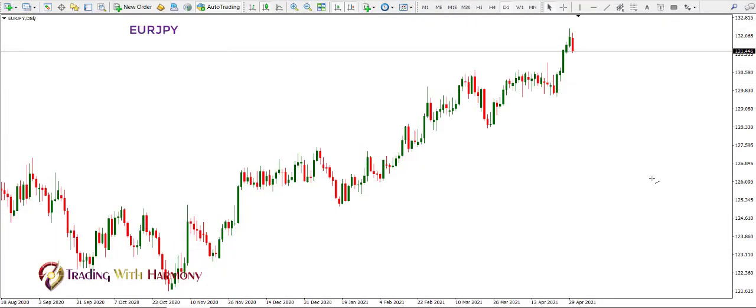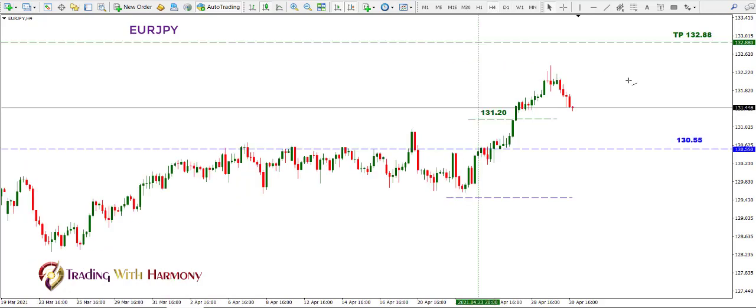Okay then, so the euro yen. Finally we broke our big resistance area here, what I was talking about last week. We were trying to break this for several weeks, so we broke it eventually, and we went up and hit our target, so that's great. So what I'm looking at for this week is a bit more of a pullback and then a continue up north. So let's go into the 4 hours.